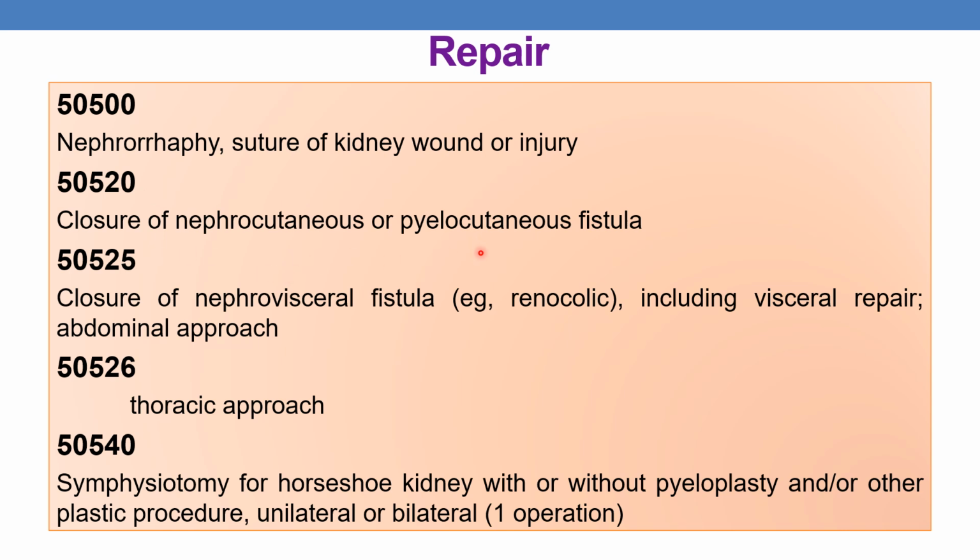Closure of nephrocutaneous or pyelocutaneous fistula. The next is 50525. Closure of nephrovisceral fistula, for example, renocolic, including visceral repair, abdominal approach. For the closure of nephrovisceral fistula by abdominal approach, you need to report 50525. And for thoracic approach, closure of nephrovisceral fistula, including visceral repair, thoracic approach, you need to report 50526. The next CPT is 50540. Symphysiotomy for horseshoe kidney with or without pyeloplasty and/or other plastic procedures, unilateral or bilateral, one operation.